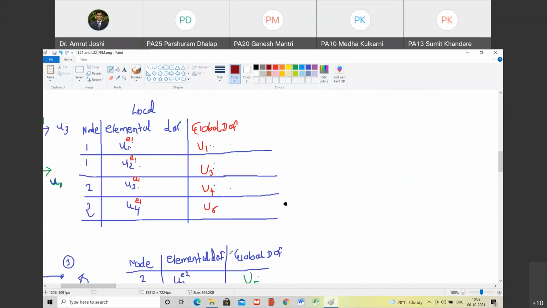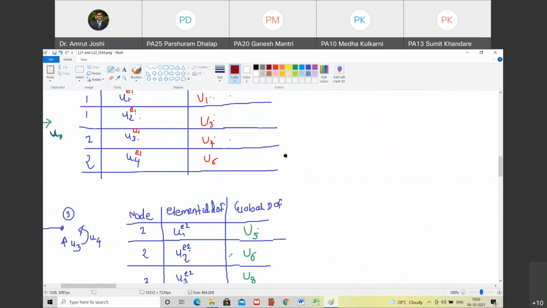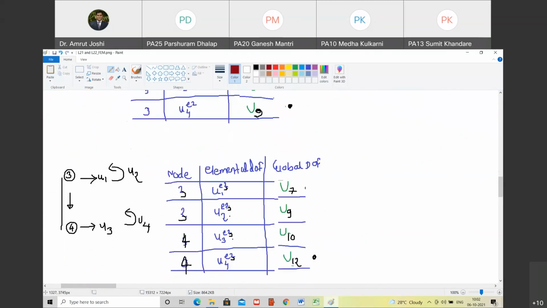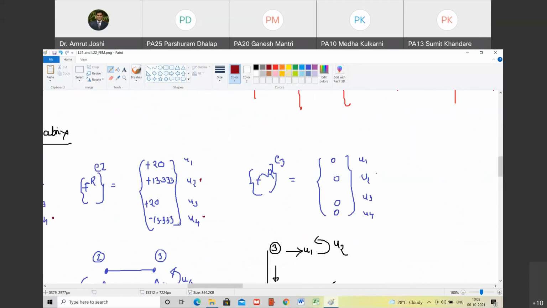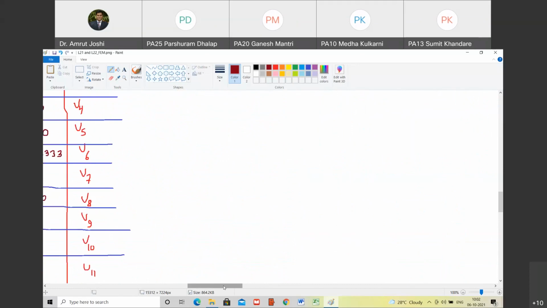Third element, second degree of freedom. It's 0. Second degree of freedom, so it is 0. Are you with me? Yes, sir. Minus 13.333 plus 0. Happy?